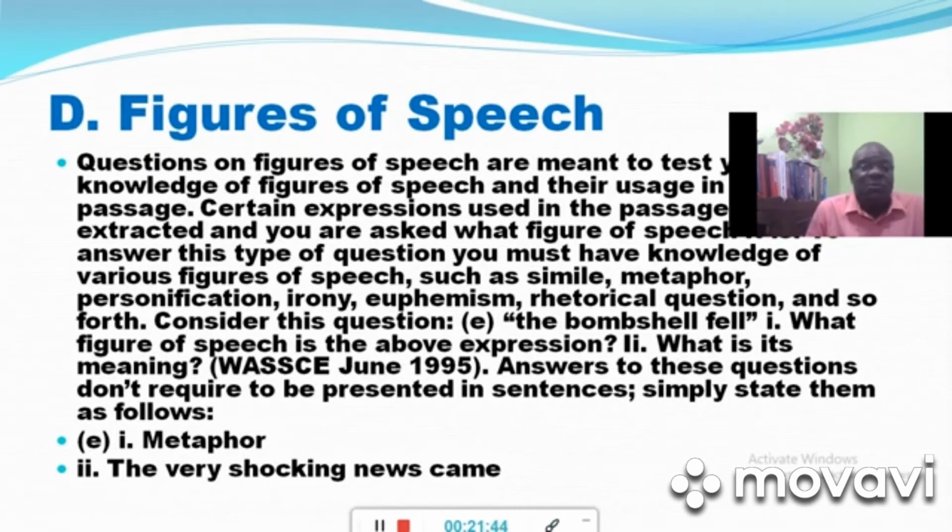Apart from metaphors, you have simile, oxymoron, personification, rhetorical question, litotes, synecdoche, and so on and so forth. So you need to find out different figures of speech and what they mean and the specific examples that can stand for each figure of speech.